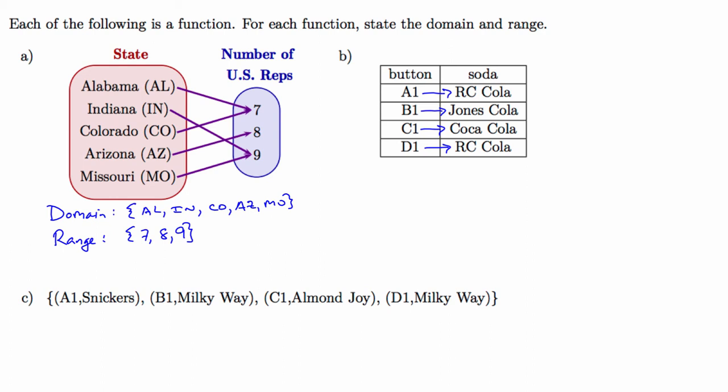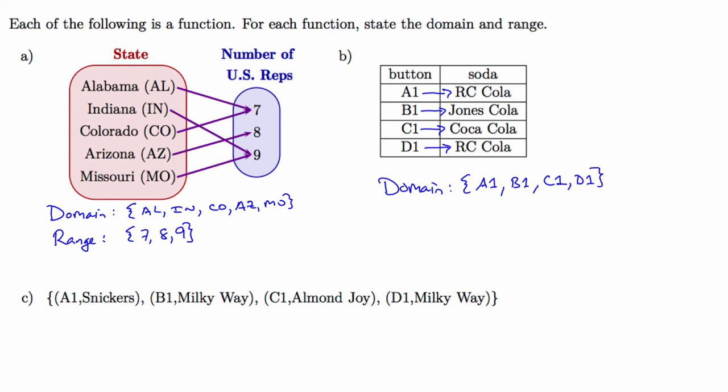Because it goes from button to soda, I know that the buttons are the inputs and the sodas are the outputs. So the domain will be the set of all the buttons used by this vending machine. So the domain is the set A1, B1, C1, and D1.